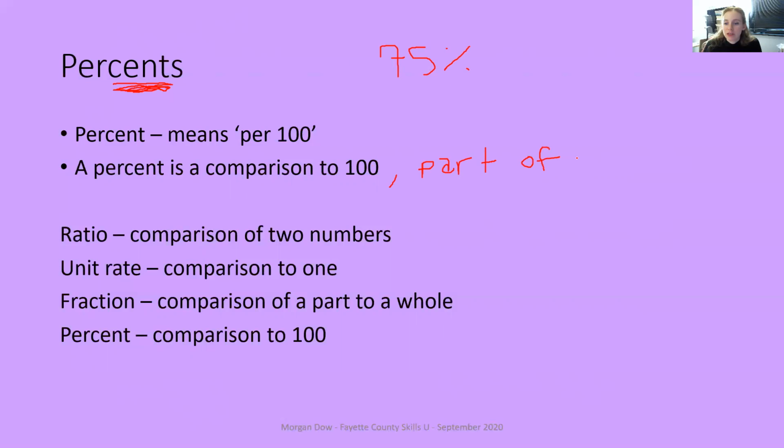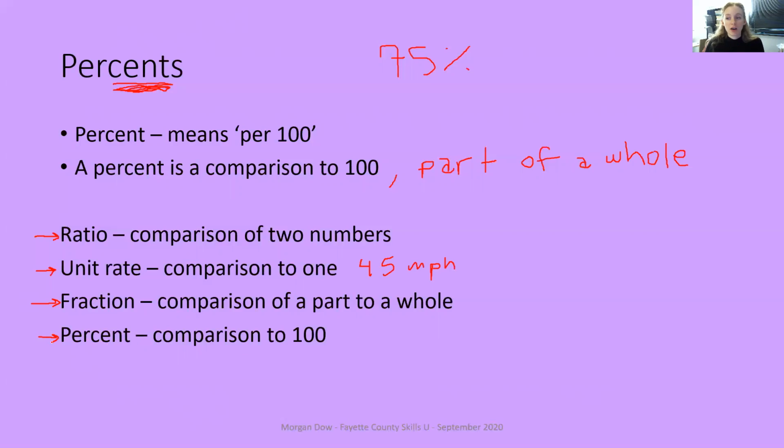So that means we can add percents to our list of the different types of comparisons that we have talked about. We have learned about ratios, which is just a general word for any kind of comparison of two numbers. We've talked about unit rates, which are a comparison to one. So for example, if you are driving down the road at 45 miles per hour, that's the number of miles in 1 hour. It's a comparison to one. We've talked about fractions, which are a special type of ratio where we compare a part to a whole. And now we have percents.